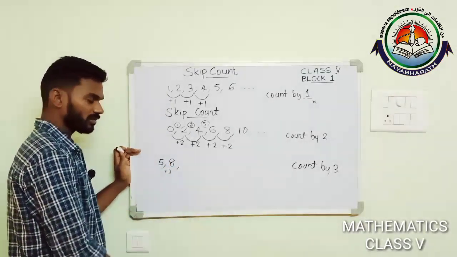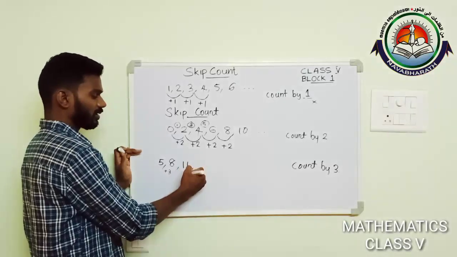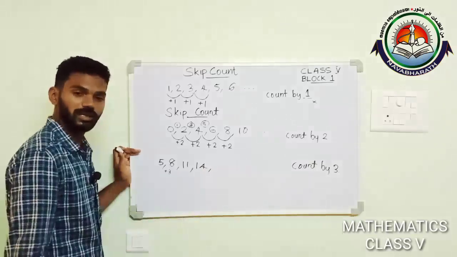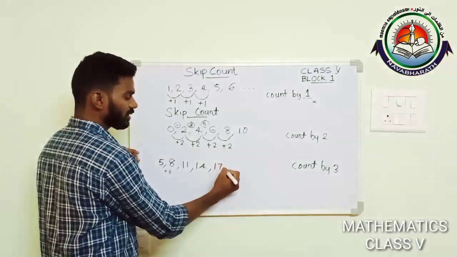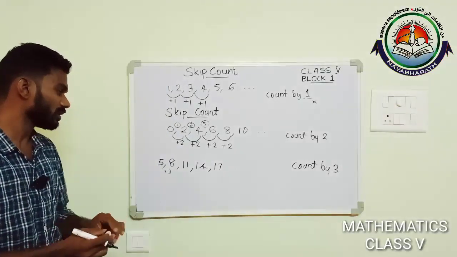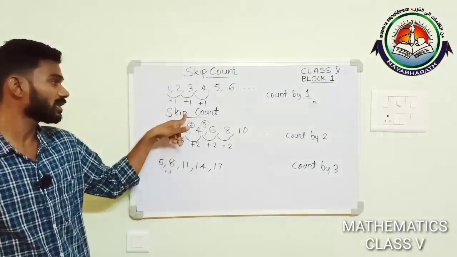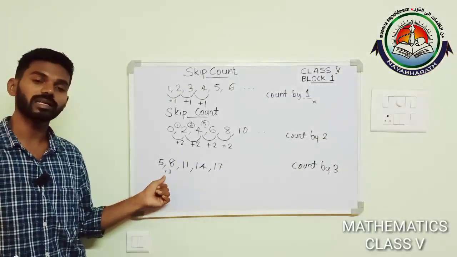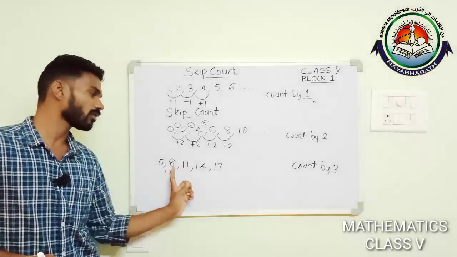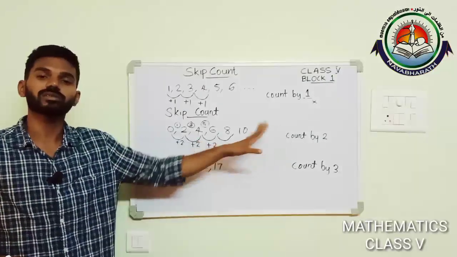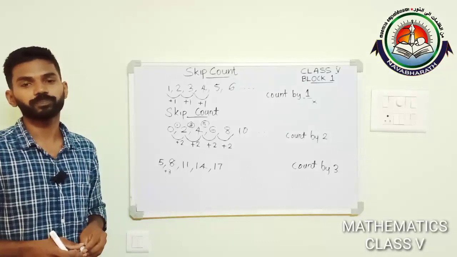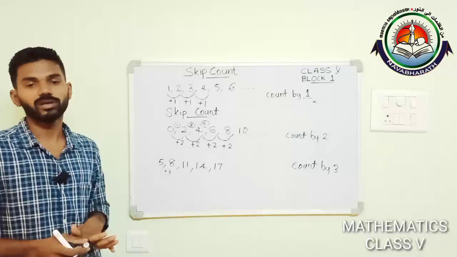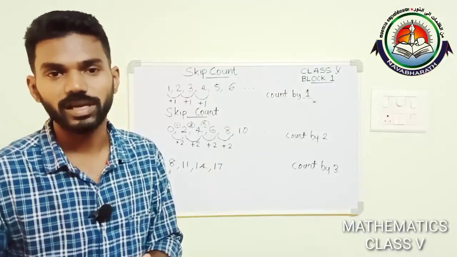Again, by adding 3, it would be 11. Again, adding 3, it would be 14. Again, adding 3, it would be 17, etc. So, this would represent a skip count, and it is a count by 3, because we are adding the number 3 to get all the numbers in this counting. Clear? So, this is what is basically a skip count. I hope all of you understand.